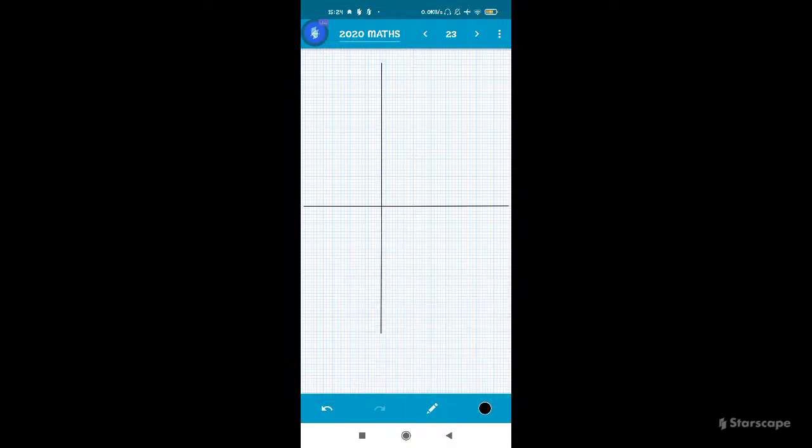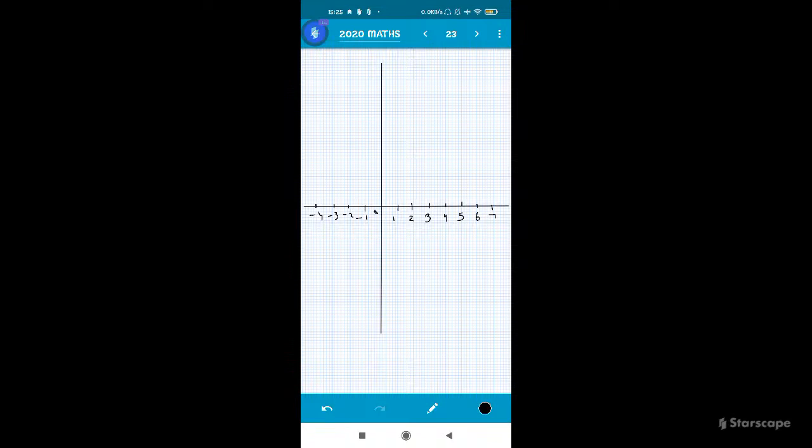Alright, so we have 1, 2, 3, 4, 5, 6, 7. This is 7, and on the negative side we have minus 1, minus 2, minus 3, minus 4. Since we require it only till minus 4, I have made it up to minus 4 because I don't have much space on my screen. But in your graph sheet you have to make at least 2 more values so that it looks cleaner. Similarly, I'll make it on the y-axis also.